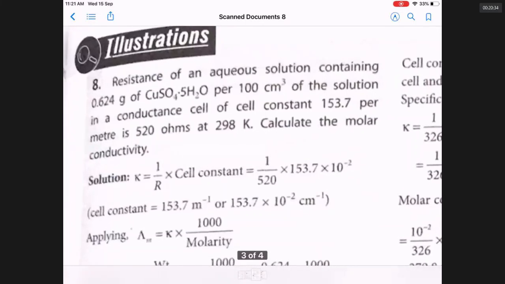Resistance of an aqueous solution containing 0.624 grams of copper sulfate pentahydrate per 100 centimeter cube of solution, a conductance cell of cell constant 153.7 per meter. Cell constant unit should be Siemens per meter. The dirty rogue has forgotten to write Siemens.